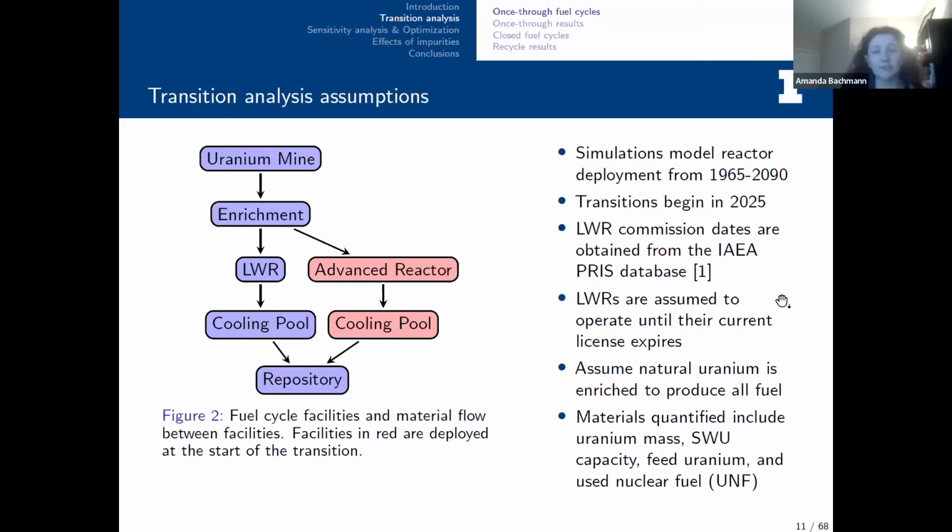And then I also do want to emphasize that I do assume that natural uranium is enriched to produce all of this fuel. So only looking at that HALEU production pathway. I didn't, for the transition analysis, consider the downblended HEU. And then the materials I looked at quantifying include the uranium mass. So how much of that HALEU would you need? That SWU capacity, the feed uranium, and then also looking at the back end of the fuel cycle, how much UNF or used nuclear fuel is produced that you would have to send to a repository for disposal.